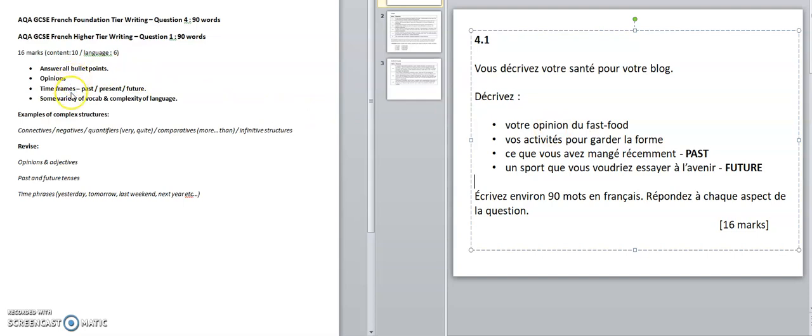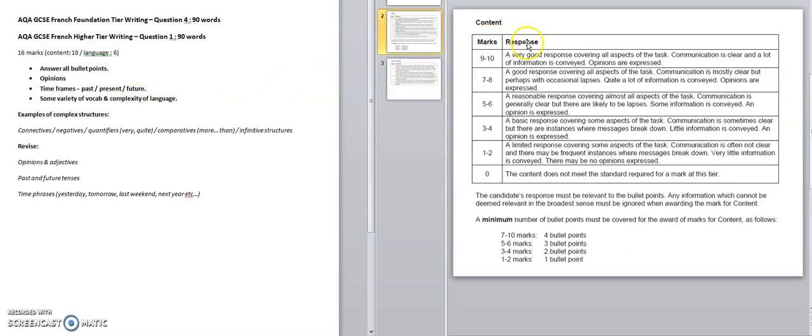Time frames, you must include the past and the future as well as the present. So that's because the bullet points are asking you for it, but it's also because it's in the mark scheme. And then you're also looking for a little bit of variety in your vocabulary and a little bit of complexity in your language. Okay, so if we look at the mark scheme very quickly, here's the marks for content, and you can see that it says communication is clear.